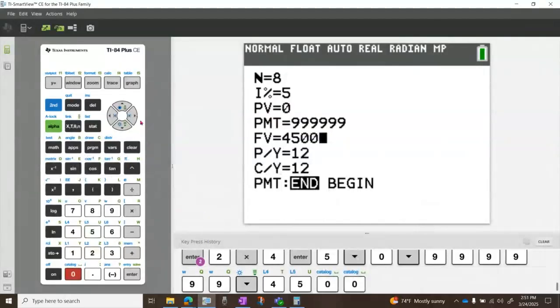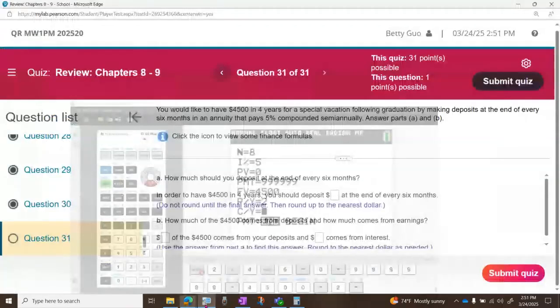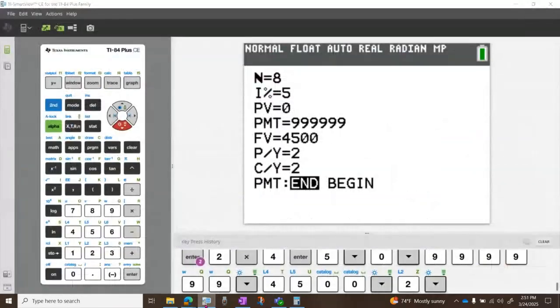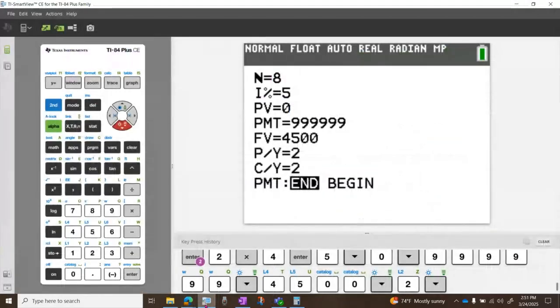Double check, triple check your entry. P/Y and C/Y are 2, not 12 anymore, because the interest is compounded semi-annually. Also, you only deposit 2 times, paying twice a year. Let's double check. Semi-annually for 4 years, so 8. Interest rate is 5%. You want to have 4,500 in 4 years. Okay, everything looks good. Go back to solve for payment.